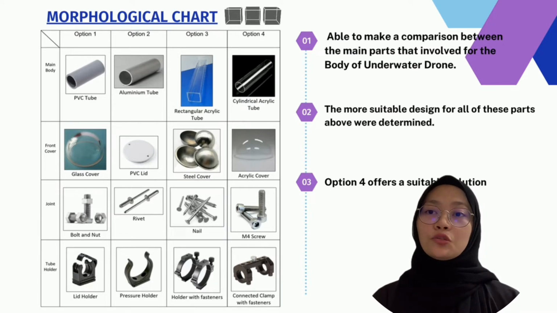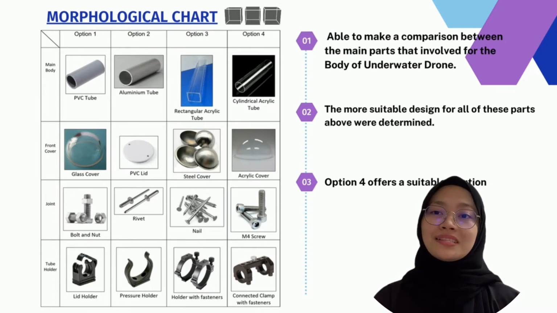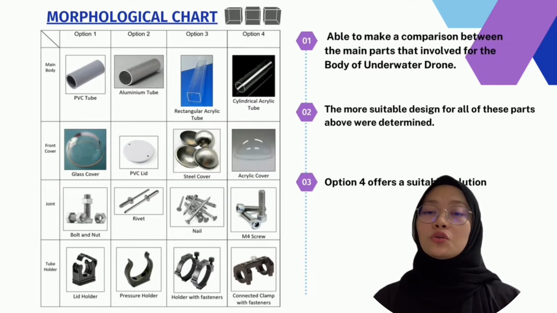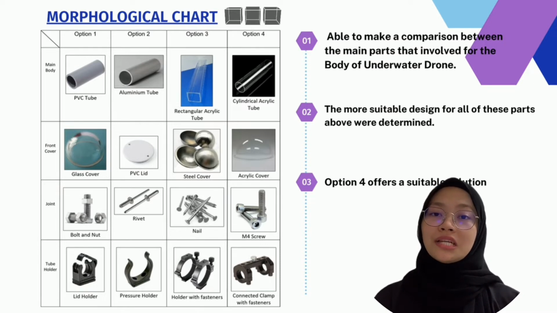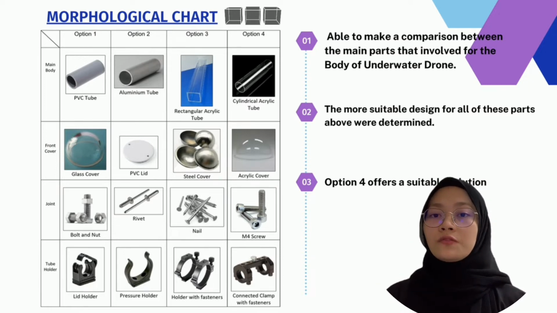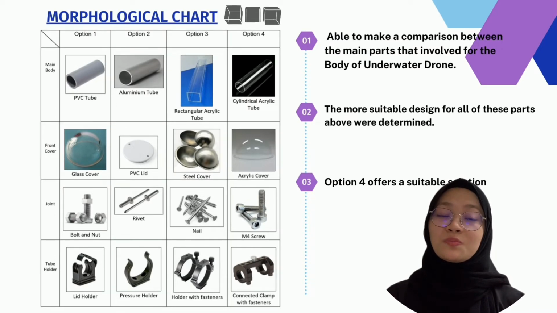Our team has decided to choose cylindrical acrylic tube, which is option 4, as our selected main body type, since acrylic is highly resistant to variation in temperature. Thus, it is suitable since our product will be dived in the sea. As we go through all of the criteria from the morphological chart, our team was able to choose the most suitable type of component for the body part. In conclusion, option 4 offers a suitable solution as the shape of the main body is just nice and can still permit the whole execution of the engine system to boost the drone's performance.